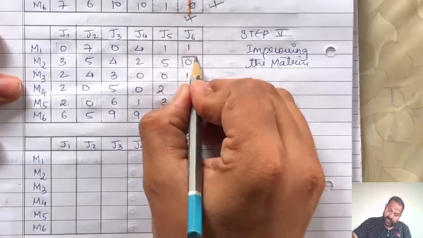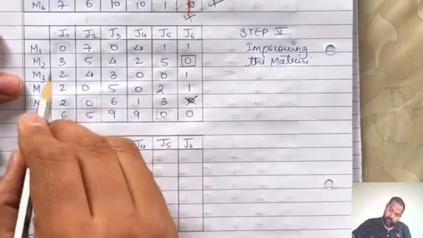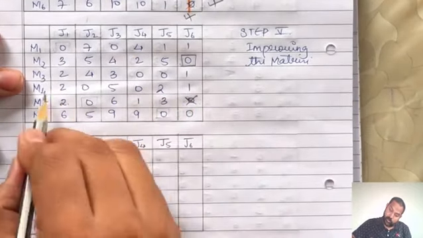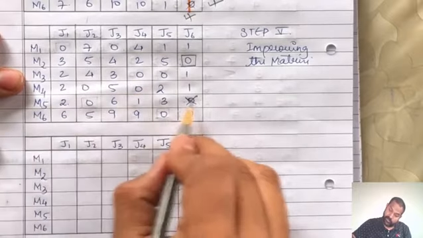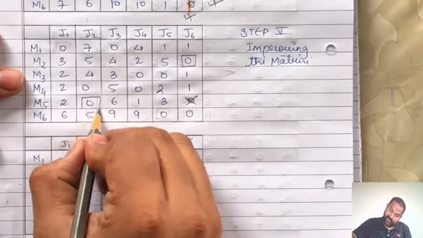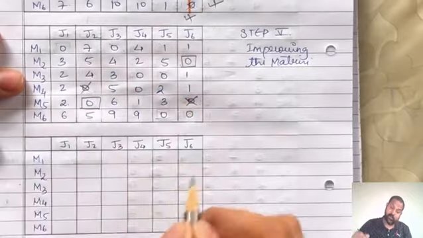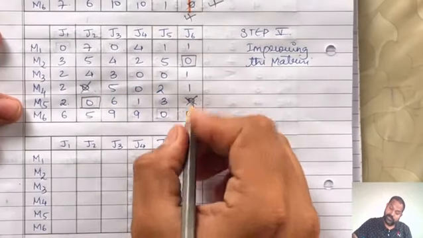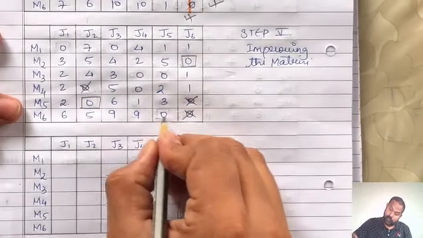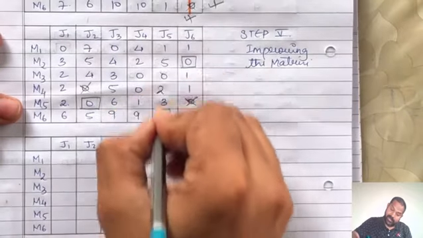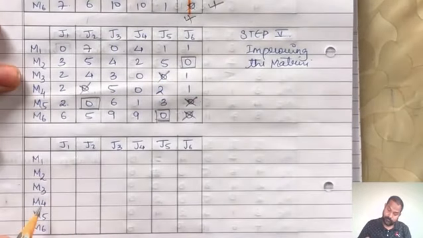Sorry about that. Row wise, two zeros can't do anything. One zero, mark it as an assignment, cancel every zero in that column. Row wise, two zeros cannot do anything. Row wise, one zero, mark it as an assignment, cancel every zero in that column.